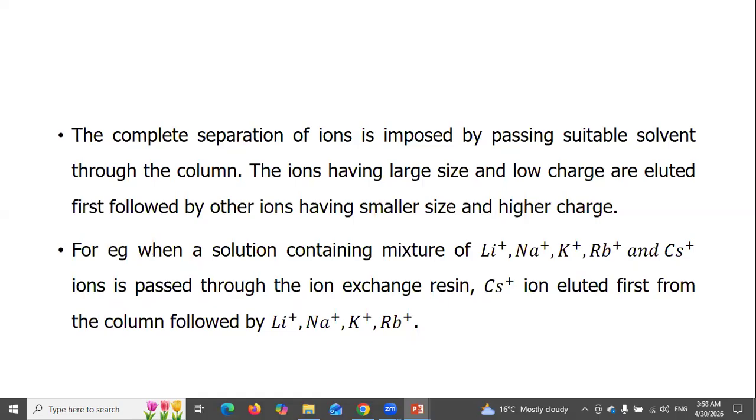The complete separation of ions is imposed by passing the suitable solvent through the column. The ions having the large size and low charge are eluted first, followed by the other ions having smaller size and higher charge. For example, when a solution containing mixture of lithium, sodium, potassium, rubidium, cesium ions is passed through the ion exchange resin, cesium ion is eluted first from the column, followed by the lithium, sodium, potassium, and rubidium.